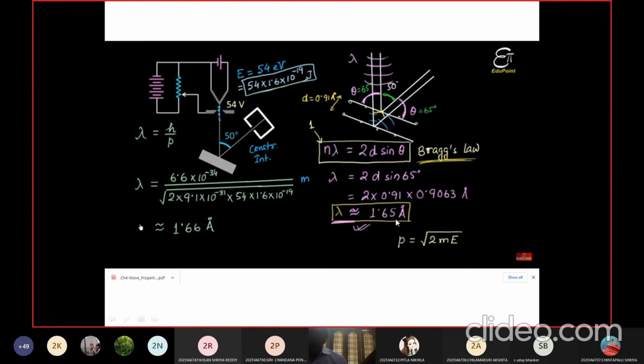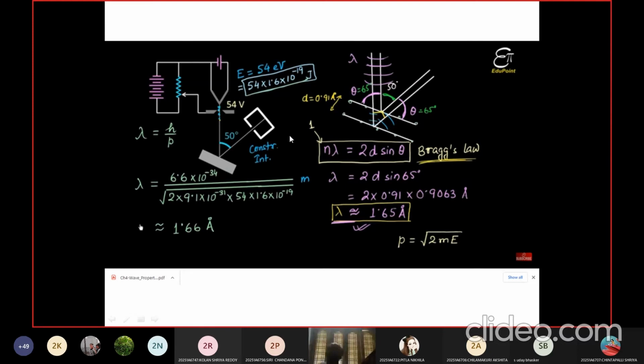That is from Bragg's law. I tried to find what will be the wavelength of the incident waves which is giving me constructive interference at 65 degrees of angle between the incident ray and the parallel planes. Good. That's a Bragg's law case. And what did I do? I went back. I found that at 50 degrees, for 54 volts, it was giving me maximum.